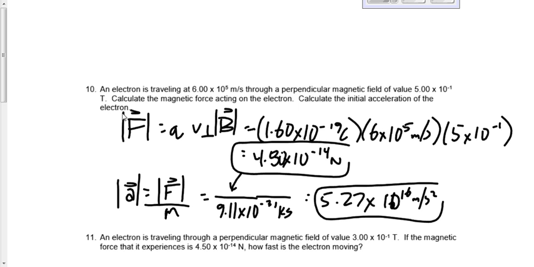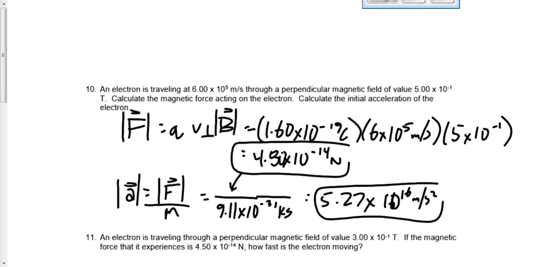So how do you get kilometers per second times meters per second times Tesla to turn into newtons? Oh, I see. I see what you're saying. To turn into newtons.